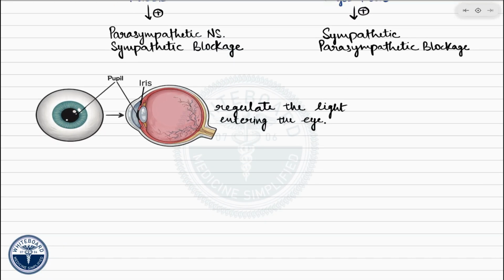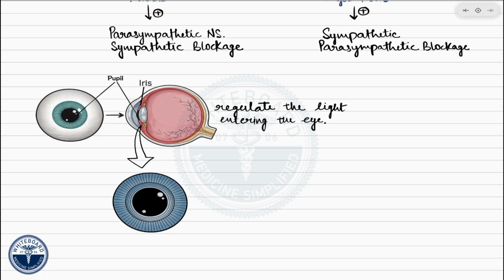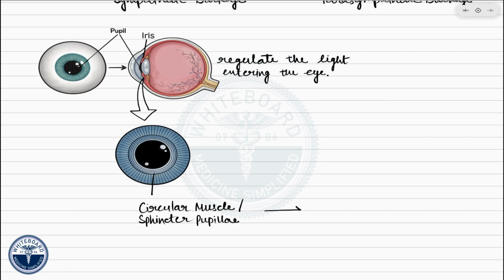To achieve this, the iris contains two sets of smooth muscles that work in opposition to each other. The first is the circular muscle, also known as the sphincter pupillae. As the name suggests, these muscle fibers are arranged in a circular fashion around the pupil. Therefore, when this muscle contracts, it constricts the pupil, producing a small pinpoint pupil, a phenomenon known as miosis.